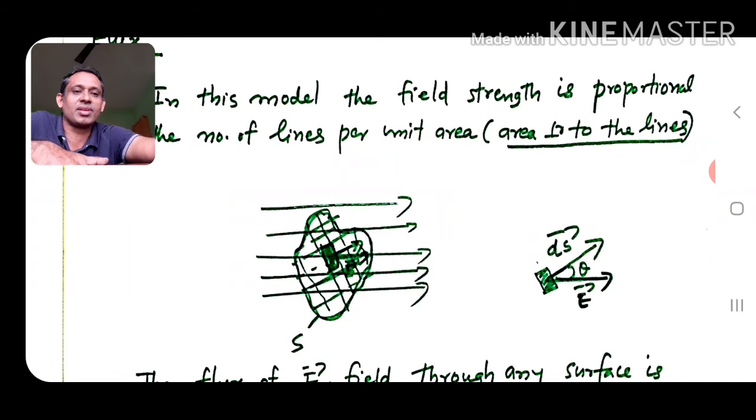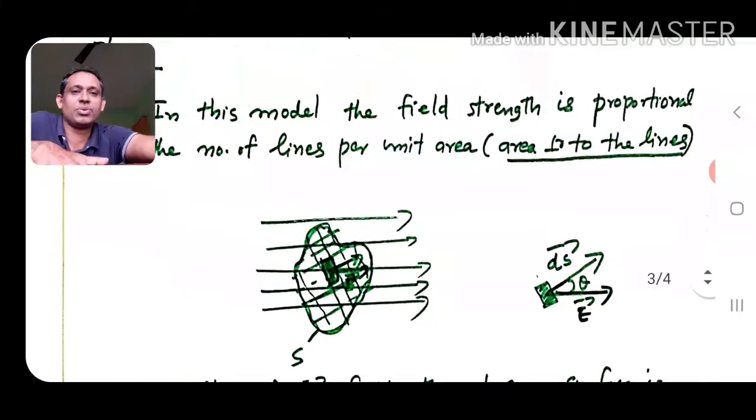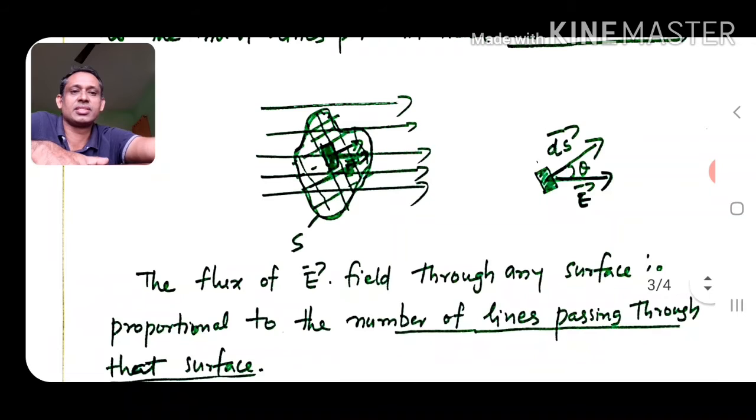So here we have several field lines, and we are considering an arbitrary surface, some surface S. The flux through this surface, or flux of the electric field, is proportional to the number of lines passing through that surface. It can also be said to be the number of lines passing through that surface.